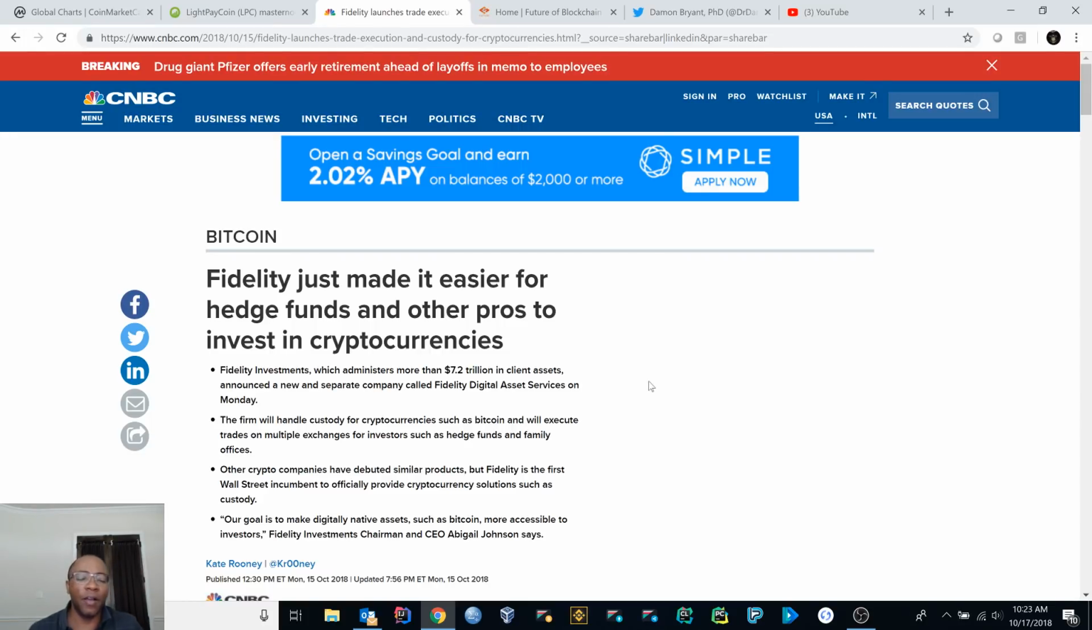Right now, Fidelity just made it easier for hedge funds and other pros to invest in cryptocurrency. This is general news around cryptocurrency. Fidelity is one of the largest players in the game. You're talking about 7 trillion in assets being traded on their platforms. Now they've started a separate company to begin to trade in cryptocurrency, primarily targeted at this point towards institutions. You're talking about those hedge funds, those family offices that are looking to move into the space. I think that's great from an infrastructure perspective because you need these solutions such as custody.